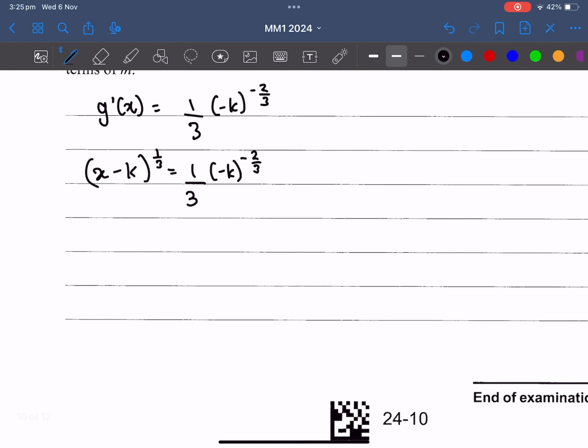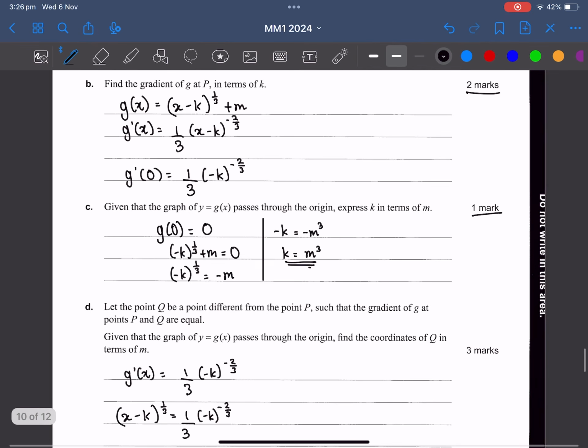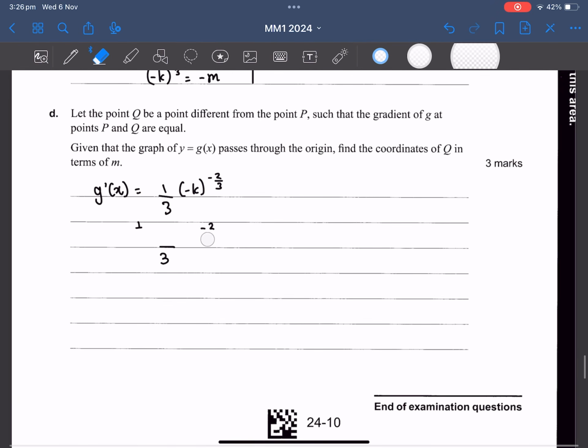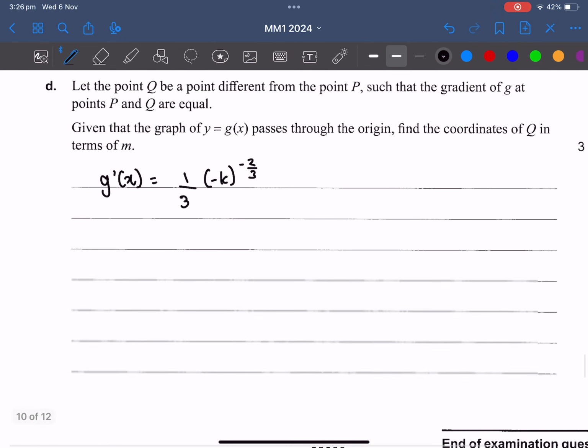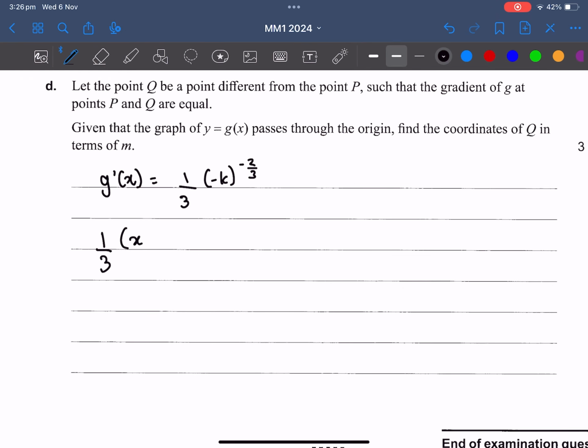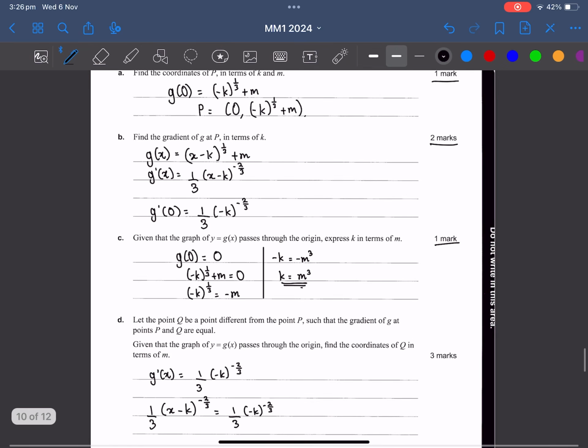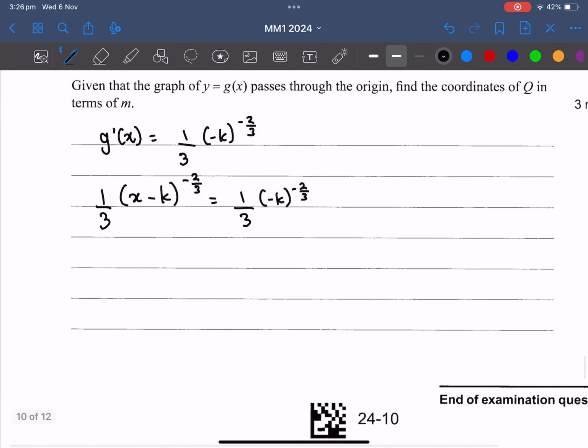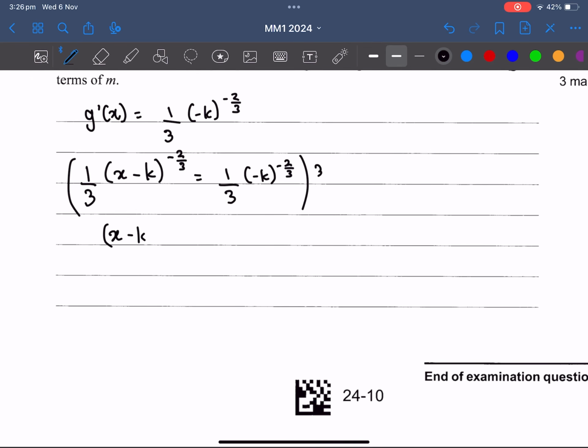And wait, what did I even copy? I copied the wrong function, no wonder. Okay, sorry guys, my bad, because this looks so much like g(x). I'll just write it down. 1/3 (x minus k) to the power of minus 2/3 is equal to 1/3 (minus k) to the power of minus 2/3. Have I written it correctly? Yes, I have. Cool, so I'm going to multiply this by 3. That's the first thing I'm going to do. So (x minus k) to the power of minus 2/3 is equal to (minus k) to the power of minus 2/3.